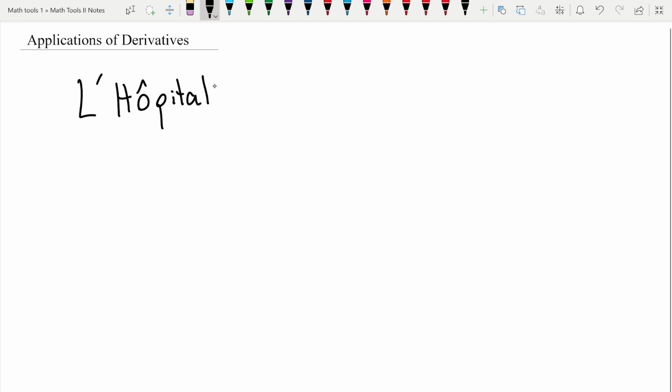So now we're going to start looking at some applications of derivatives. One of the first big applications of derivatives actually comes in evaluating limits. It seems a little bit backwards because the derivative is defined via a limit, but this is known as L'Hopital's Rule.